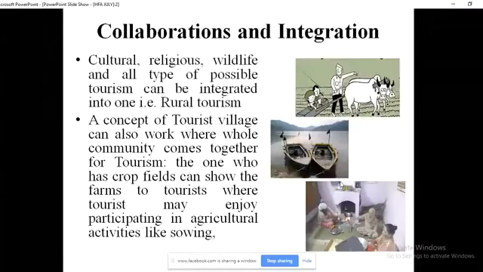So, what can we do? The one who has crop fields can show the farms to tourists, where tourists may enjoy participating in agricultural activities like plucking fruits or sowing seeds, or there are a number of activities involved in agriculture. Like we have in the picture, a farmer is sowing seeds and children are enjoying a ride on the agricultural tool he is using. So these kinds of activities we can conduct under rural tourism.